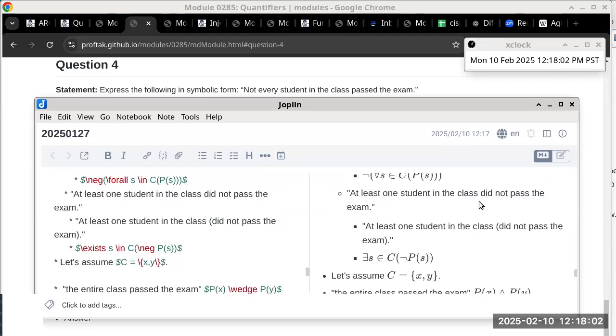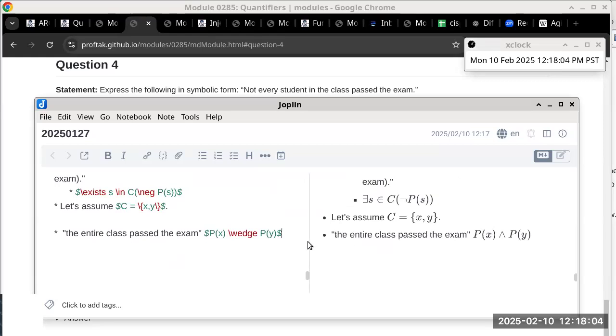Does that make sense? Okay. So when you want to say, at least one person did not pass the class, you're negating this entire thing because you're saying it is not the case that the entire class passed the exam.